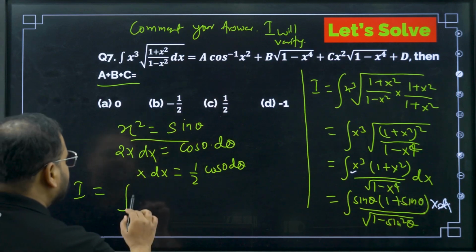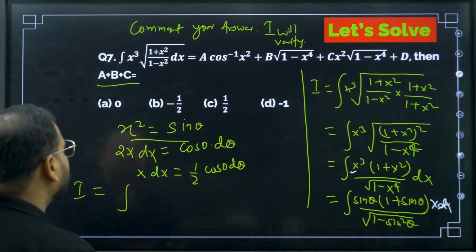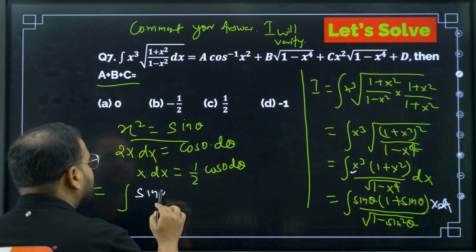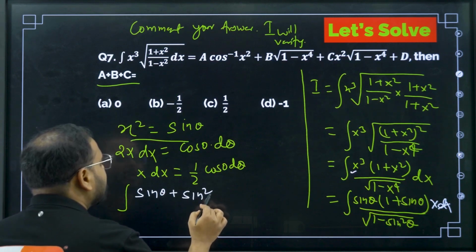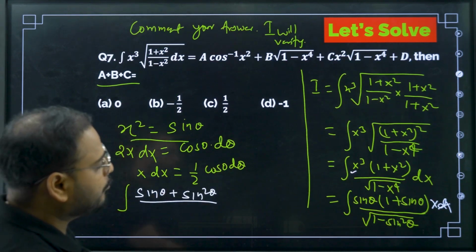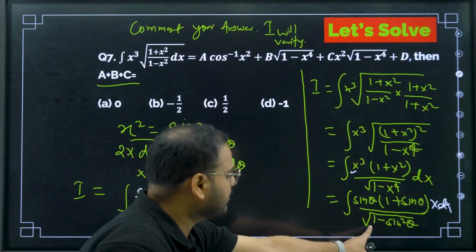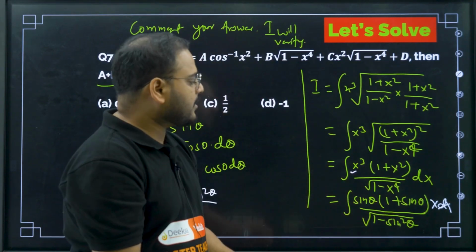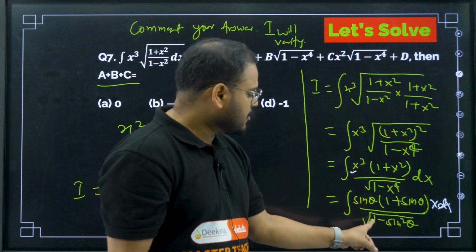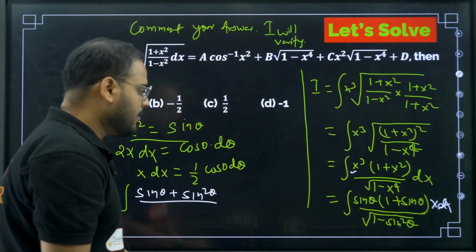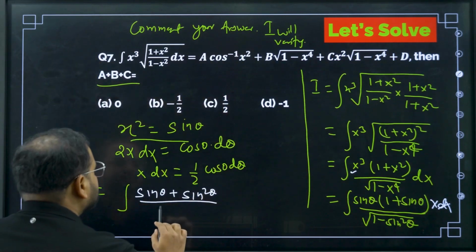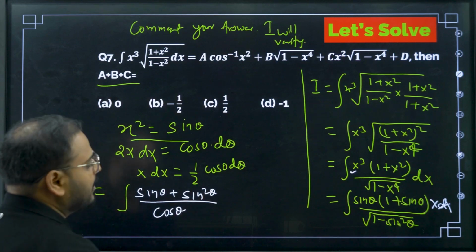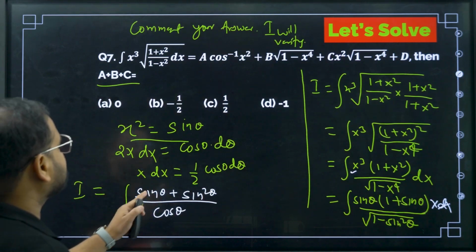So I'll get sine theta into sine theta, which is sine square theta, plus sine theta. What about the root? 1 minus sine square is simply cos square. How is it sine square? Because x square is sine theta, so x power 4 is sine square theta. So 1 minus sine square theta is simply cos square theta, and in the root it will become cos theta.